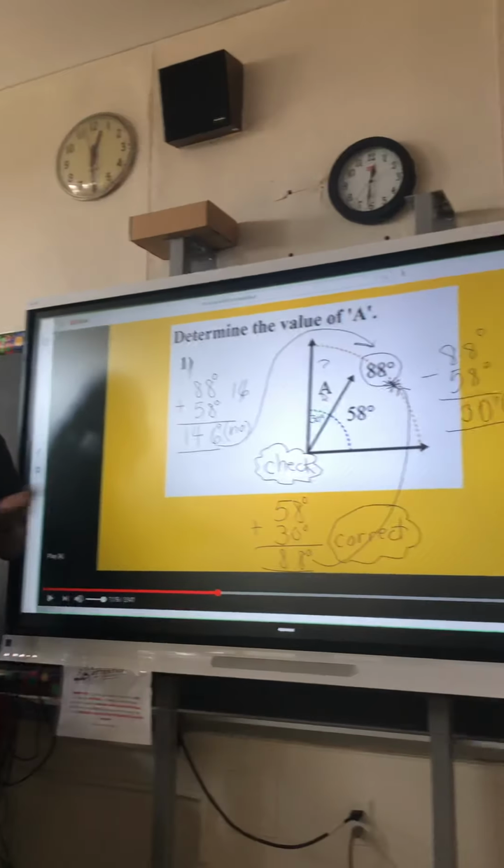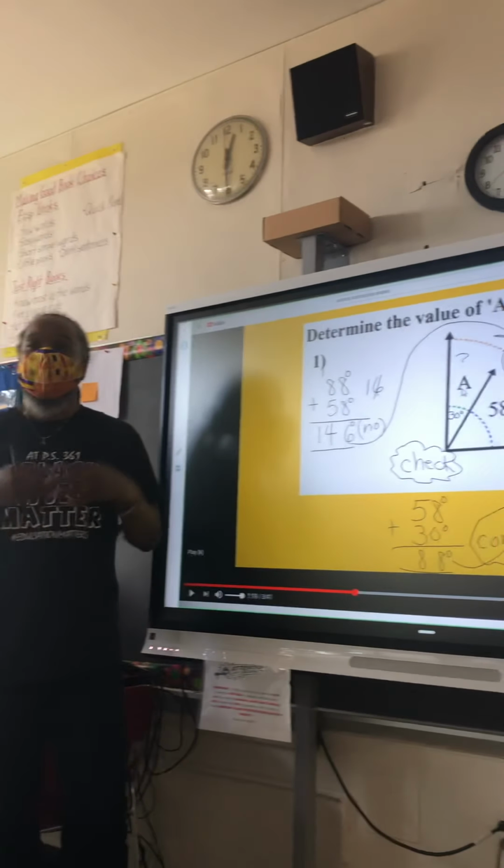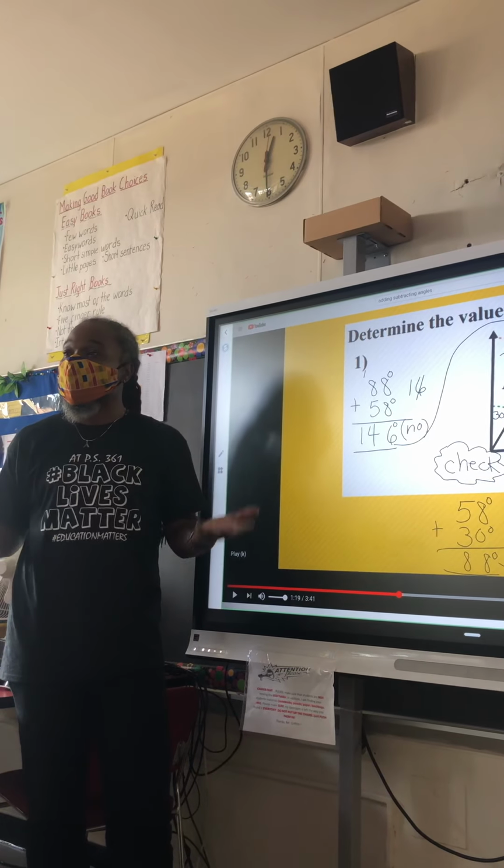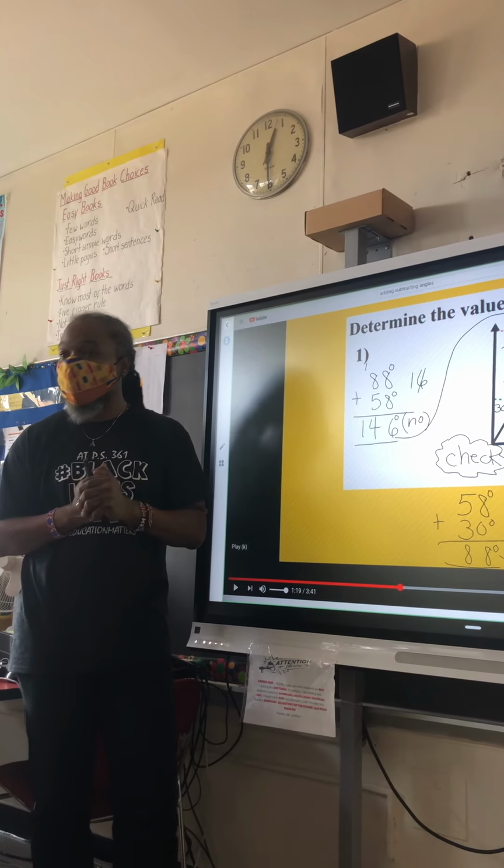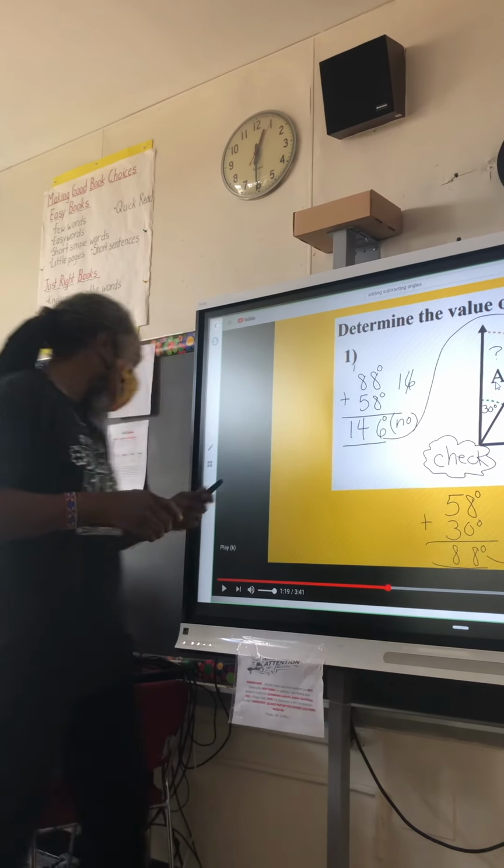This is a simple example of how to find a missing angle using either addition or subtraction. I hope it was helpful to you.